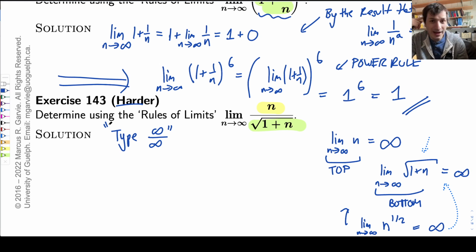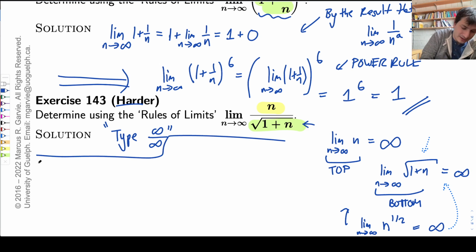There's a number of things you could try. I would start with trying to divide the top and the bottom by something to see if I can make them not be infinity. And what would make them not be infinity? Well, the bottom we said was like a square root of n. So why don't I try, and there's no guarantee it'll work, you have to try it and see if it'll work. Let's try dividing the top and the bottom by the square root of n.